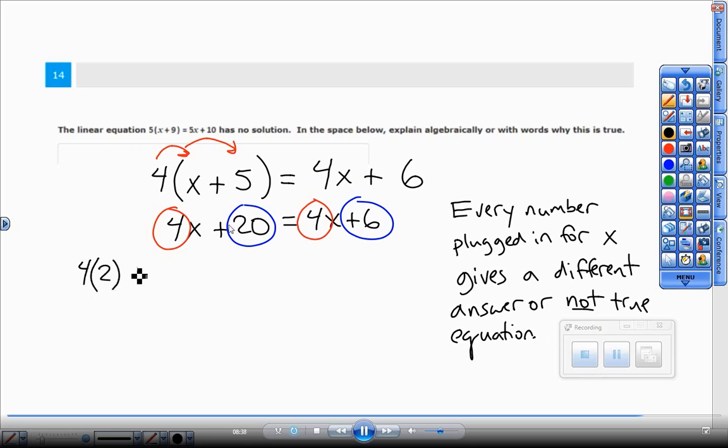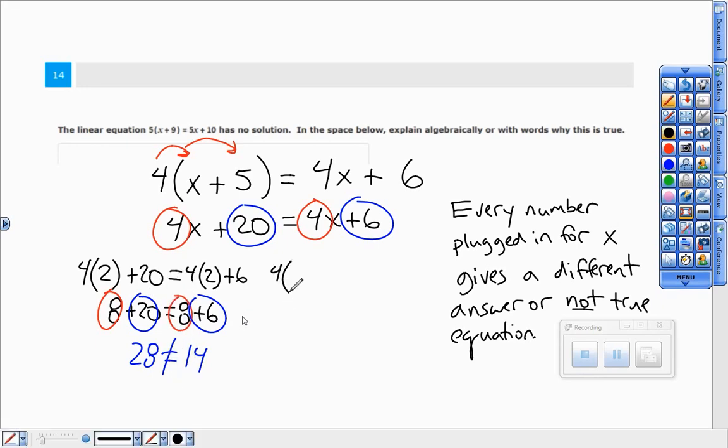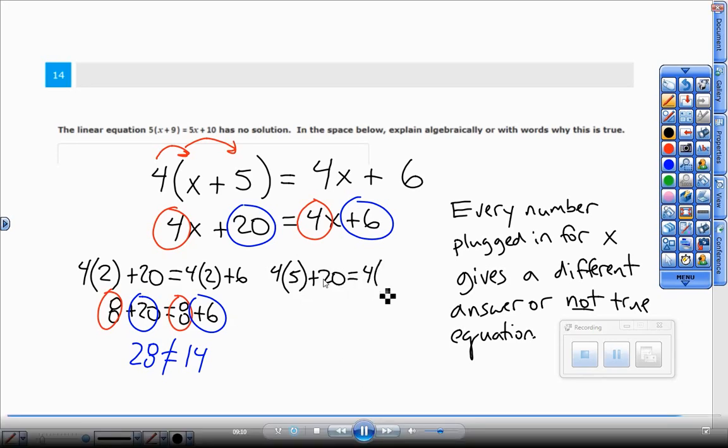So when I plug in this form, 4 times 2 plus 20, and then 4 times 2 plus 6, I want you to see that that will never give you two equal numbers. One side gives me 8 plus 20, other side gives me 8 plus 6. No way those will ever be equal, no matter what number I plug in for both x's. That's a no solution situation. If I plug in another set of numbers, the fifth word is pink. Pink.